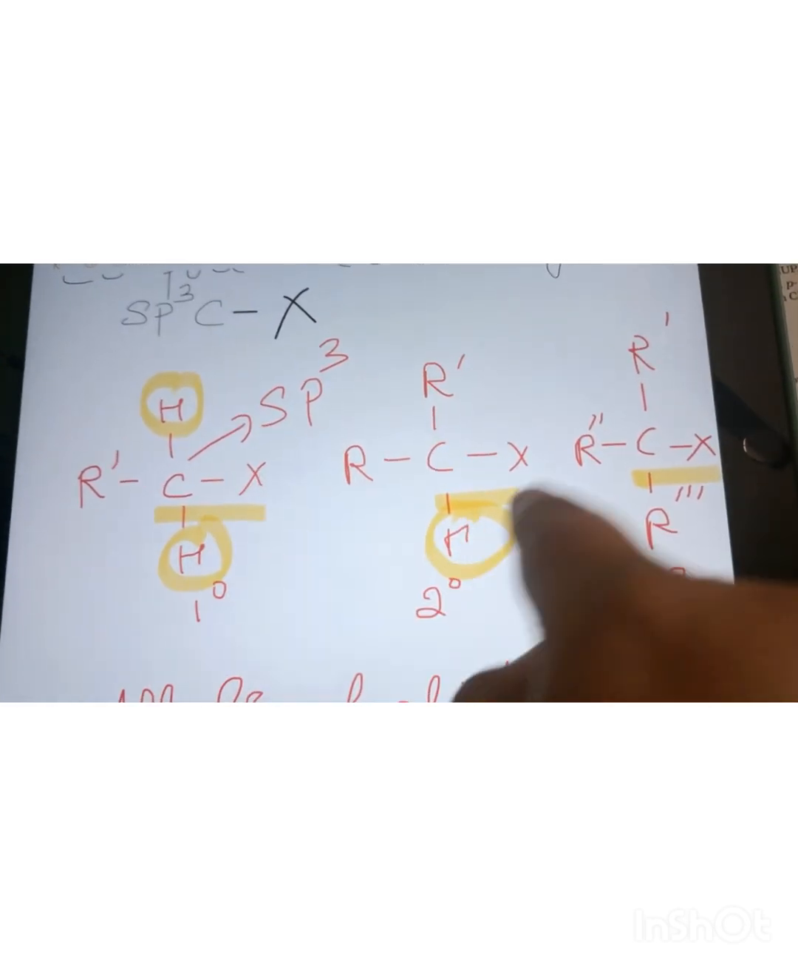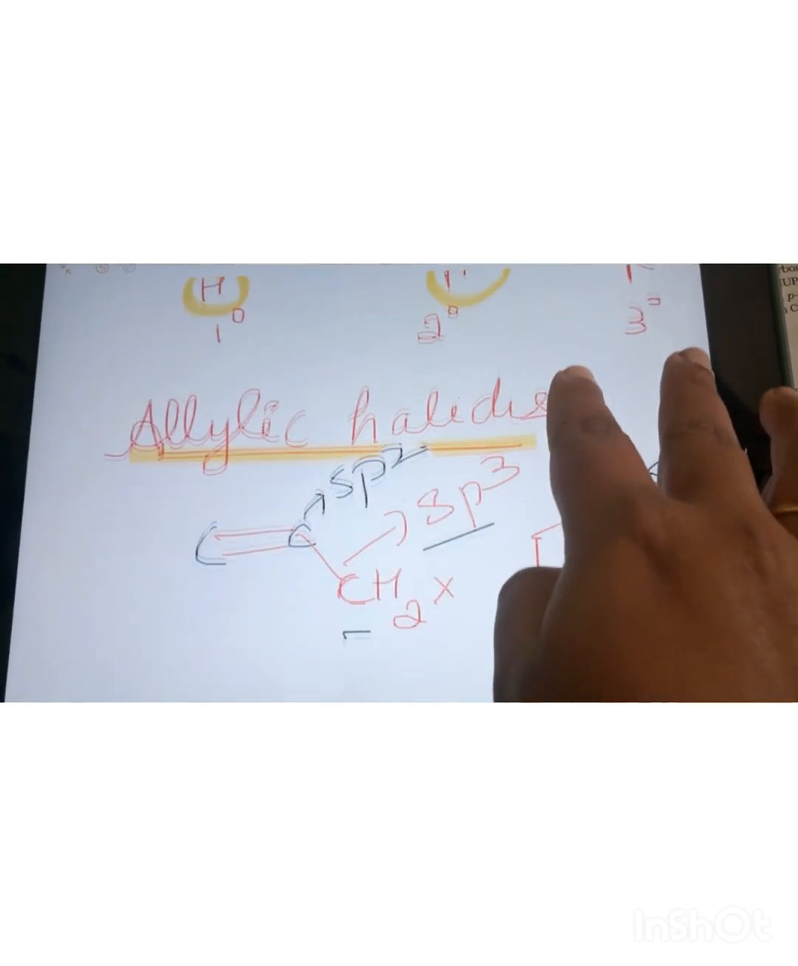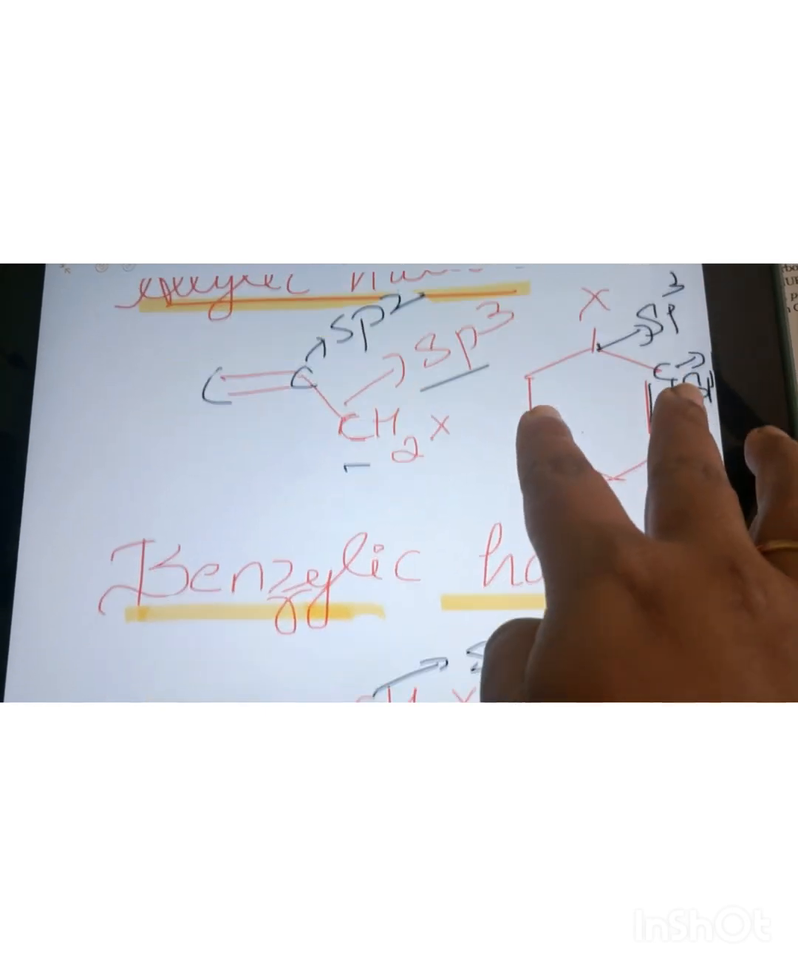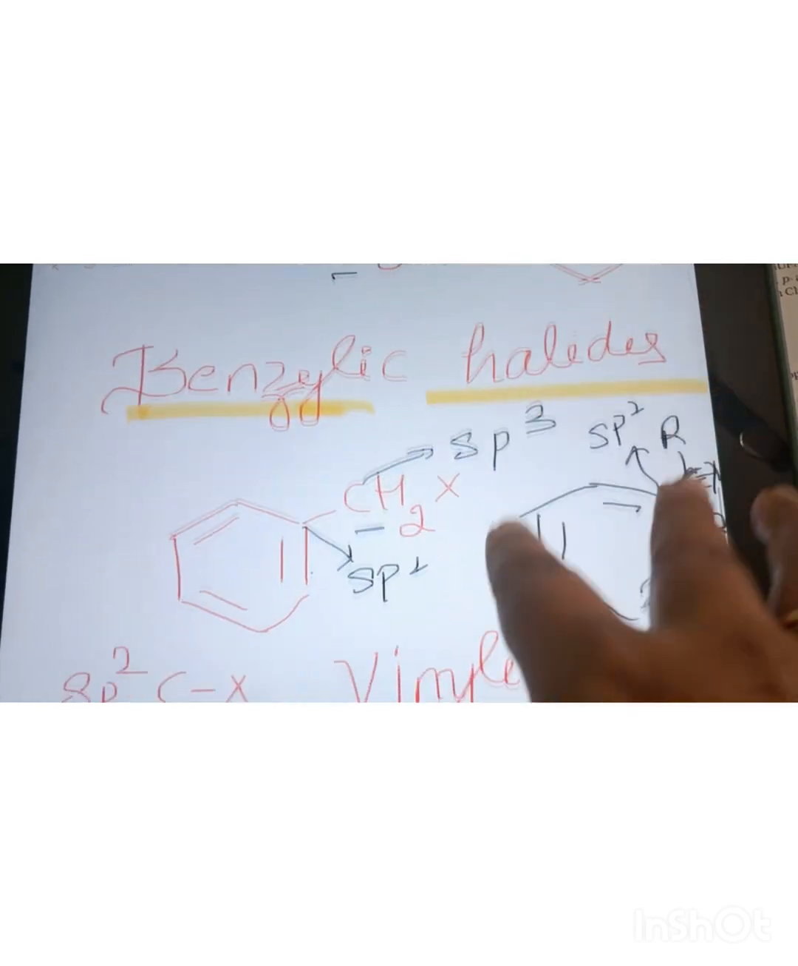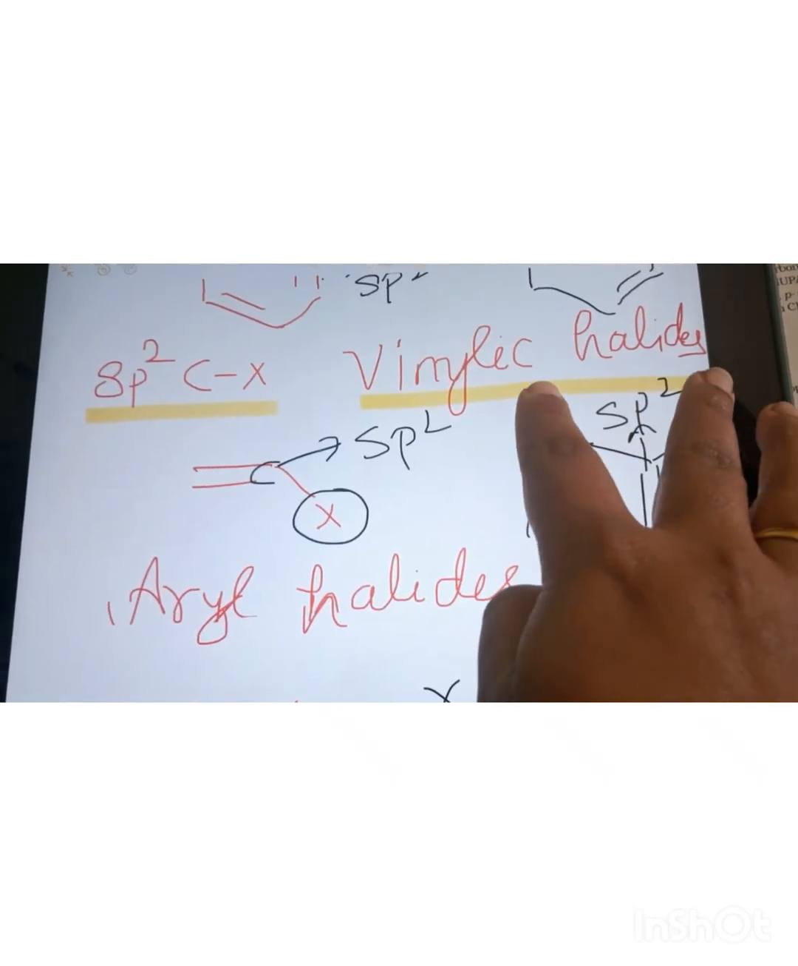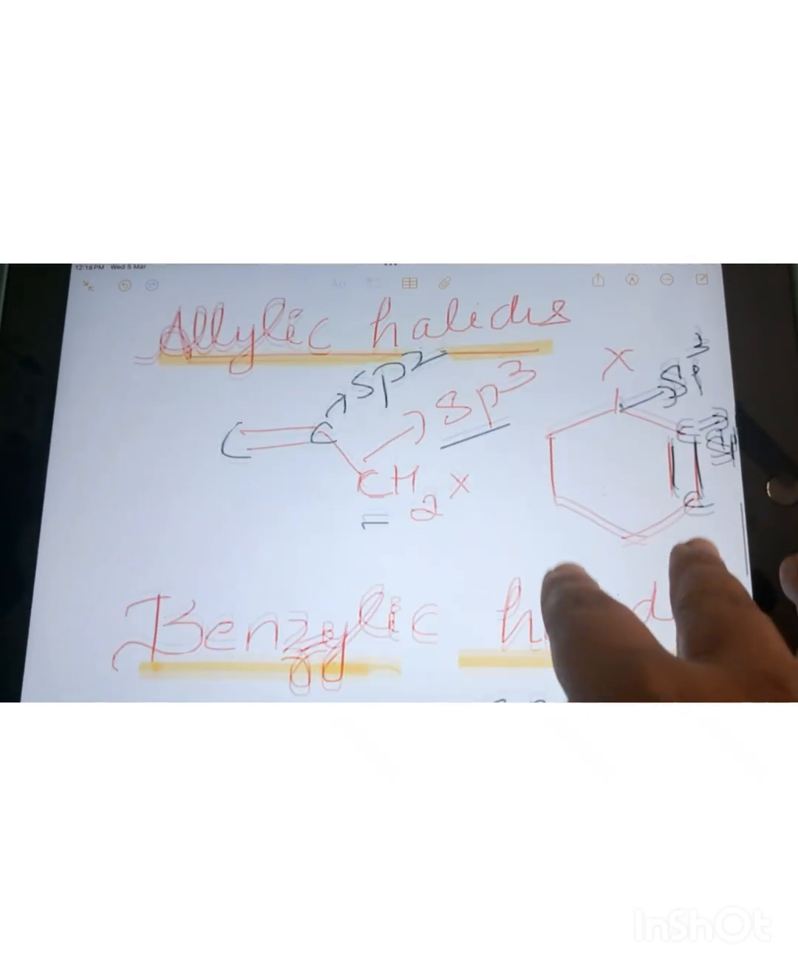Then it is primary, secondary, tertiary. So now we can also classify haloalkanes further as allylic, benzylic, vinylic and aryl halides. Okay, so now let's see how they have been classified.